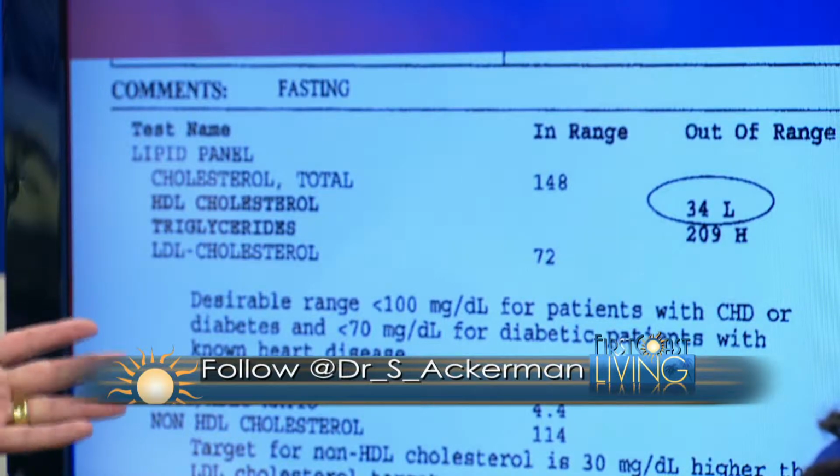So what we use is metric units. That's the standardization that we have in the United States. And that way we can compare blood results from one lab to another because we're all on the same sort of system.